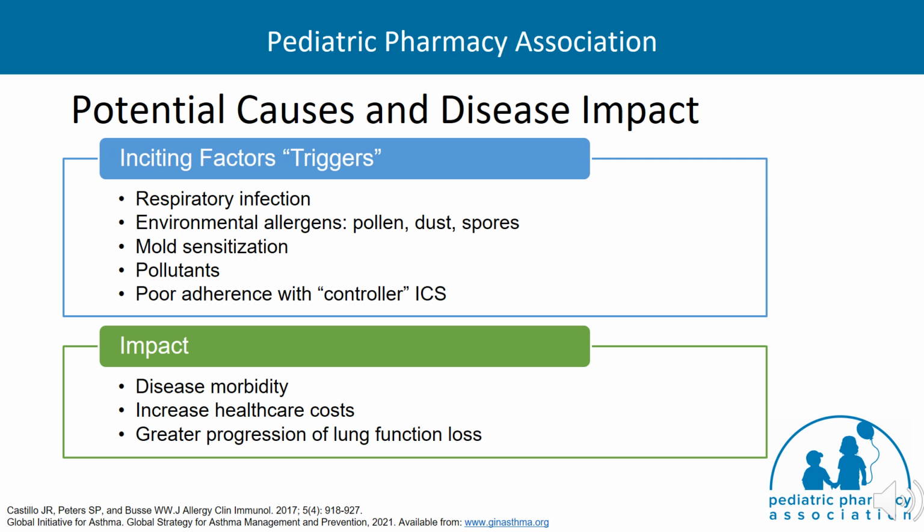Some inciting factors or triggers for an acute asthma exacerbation are respiratory infections, environmental allergens such as pollen, dust, and mold spores, mold sensitization, pollutants, and poor adherence with their controller inhaled corticosteroid. The disease impact of an acute asthma exacerbation: it increases the disease morbidity, increases healthcare costs for the patient, and causes greater progression of lung function loss as well.